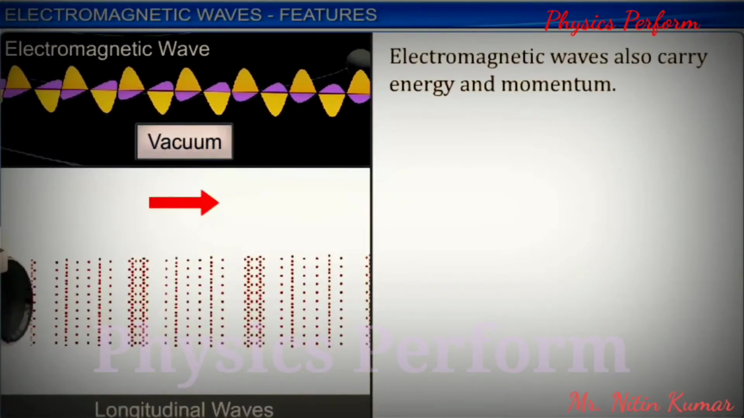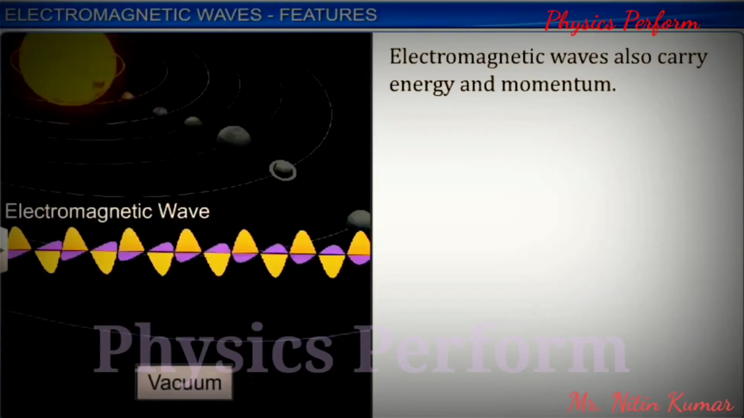Electromagnetic waves also carry energy and momentum. We have learned that the energy density associated with the electric field in free space is written as U_E equal to epsilon naught E square by 2. And the energy density associated with the magnetic field in free space is written as U_B equal to B square by 2 mu naught. As an electromagnetic wave is a combination of electric and magnetic fields, it carries energy and momentum.